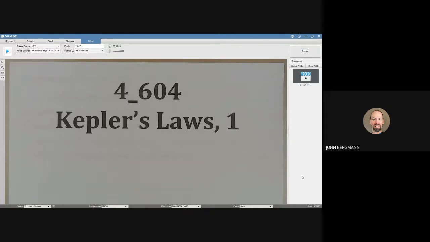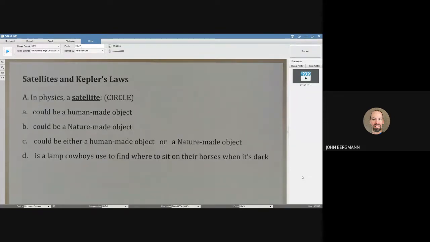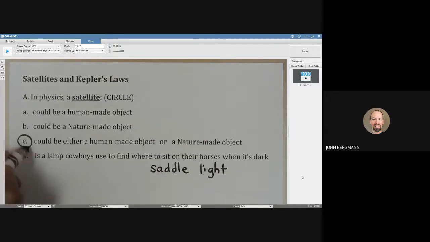Kepler's laws 1. In physics, a satellite, let's see, we have a choice here. A, could be a human-made object. B, could be a nature-made object. C, could be either a human-made object or a nature-made object. D, is a lamp cowboys use to find where to sit on their horses when it's dark. Okay, I think letter C is the best answer here.